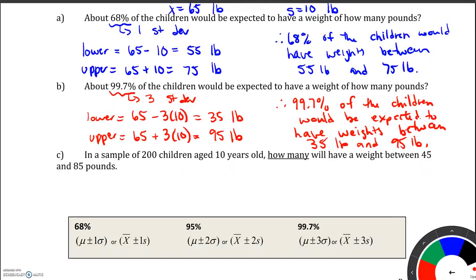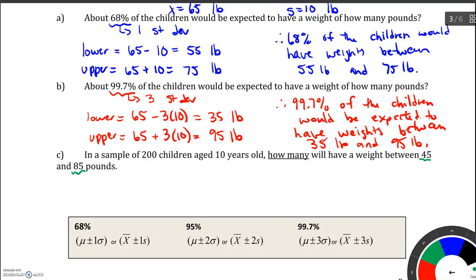Our third question is a little bit different. In a sample of 200 children aged 10 years old, how many will have a weight between 45 pounds and 85 pounds? For this question, we have to think backwards and think about what percent of the weights is represented in the range between 45 pounds and 85 pounds.